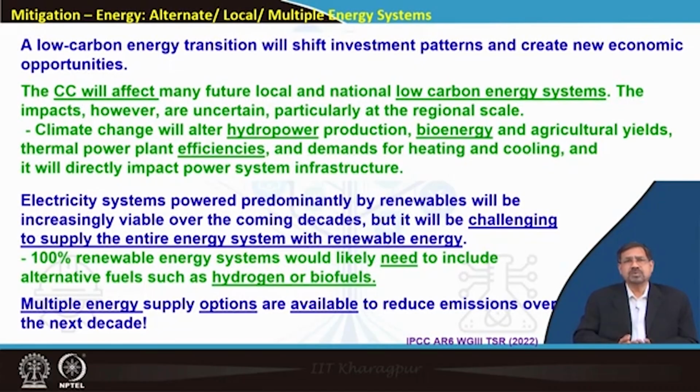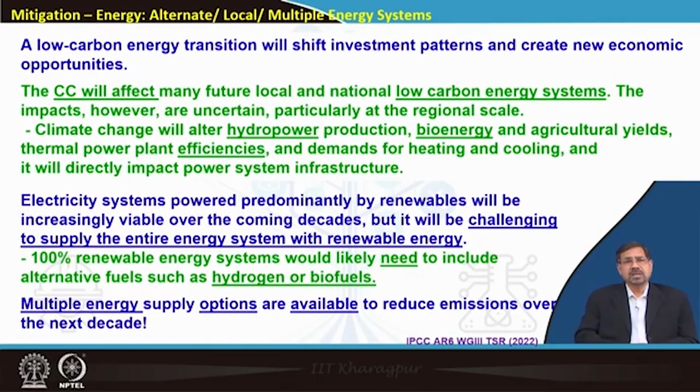100% renewable energy systems would likely need to include alternative fuels such as hydrogen and biofuels. Yes, we know that for sure. In our subsequent class, we will also discuss transport. We will see how the transport sector is going to depend on many other sectors, the energy coming from many other sources including hydrogen and biofuels, and also the heavy replacement in shipping and aviation, and also long distance, heavy, large scale trucks. So, we will see it in the subsequent class.